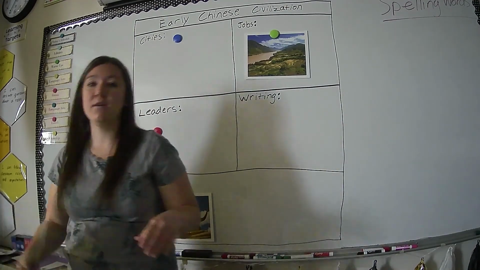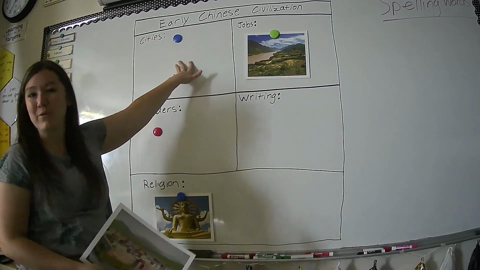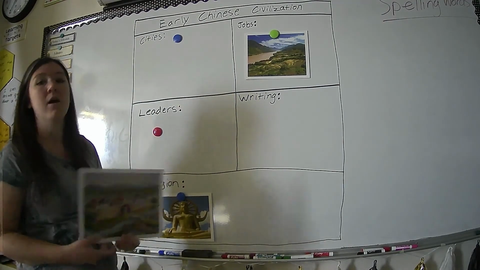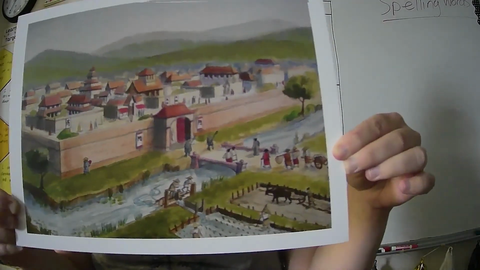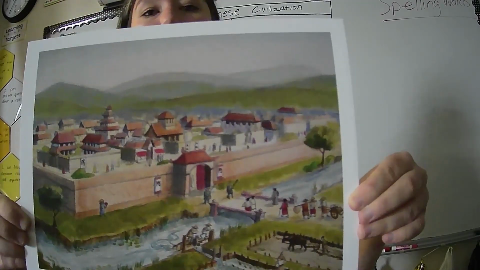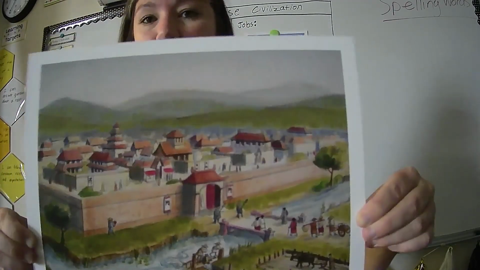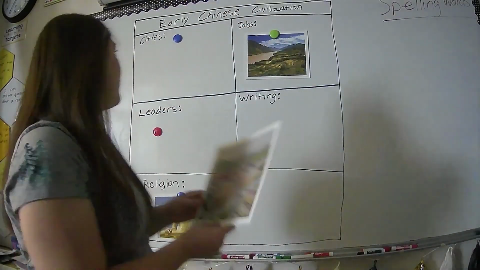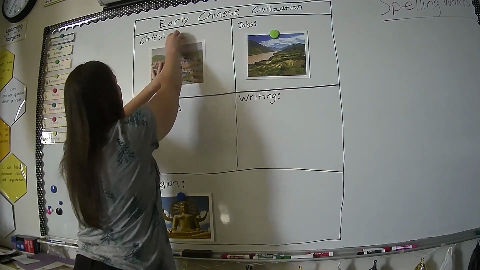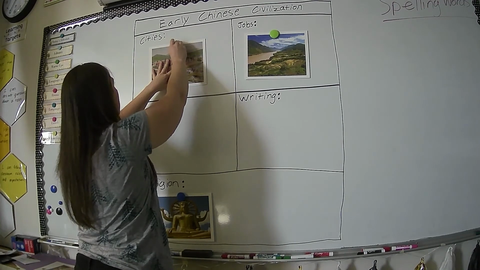And lastly, for today, I want to talk about cities. In ancient China, people built cities with homes for people to live in, just like this one that we can see along the banks of the Yellow River. I'm going to put this one under our cities chart.